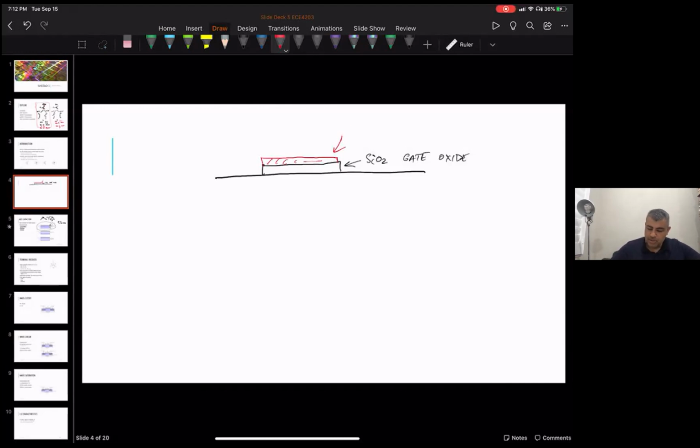Anyway, so here's a polysilicon gate. For the first order, you can think of this as being a metal gate. And then we had N plus source and drain, and then we had a P channel.